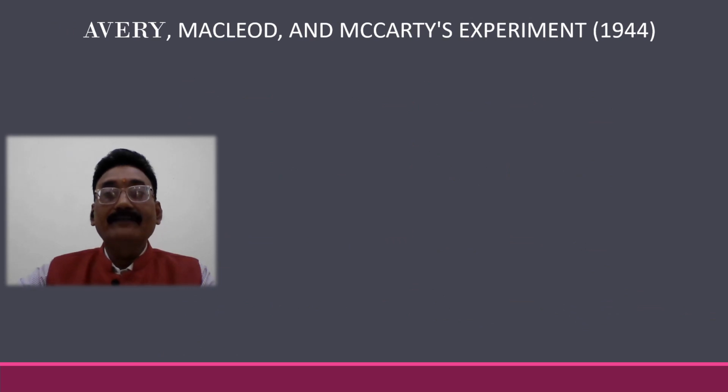Building on Griffith's work, Oswald Avery, Colin MacLeod, and Maclyn McCarthy aimed to identify the transforming substance. They used enzymes to selectively destroy different components of the heat-killed virulent bacteria, such as proteins, RNA, and DNA. Only when DNA was destroyed did the transforming ability disappear. This provided strong evidence that DNA was the substance responsible for genetic transformation.